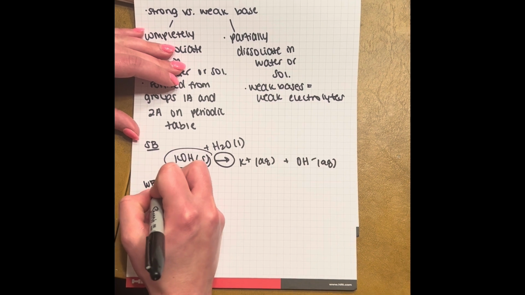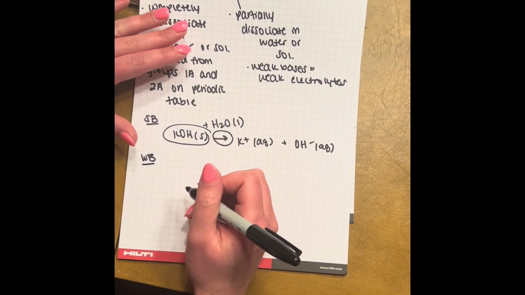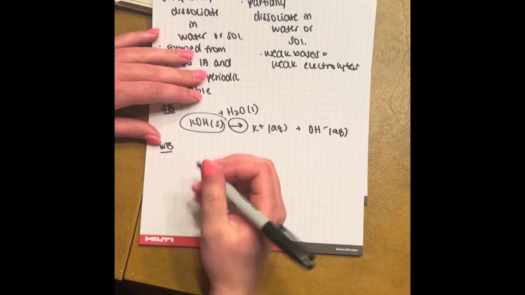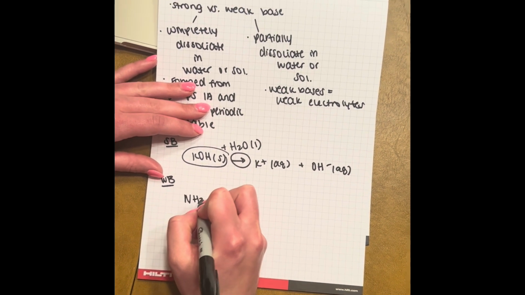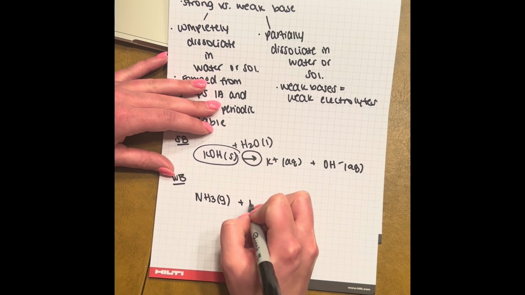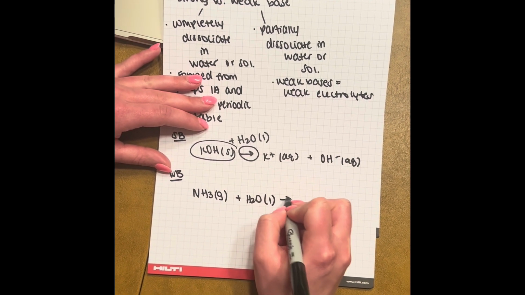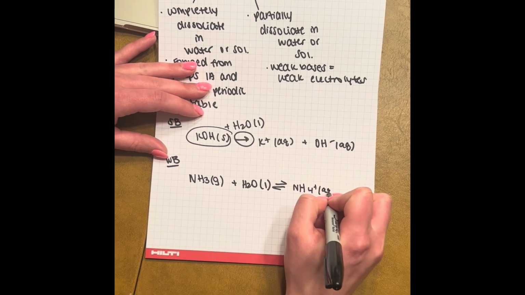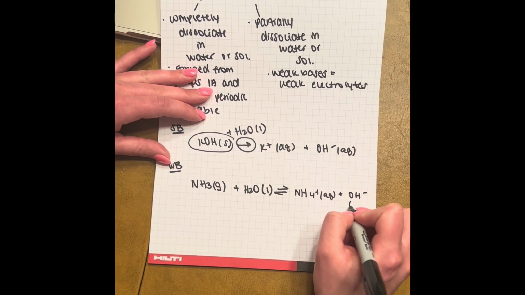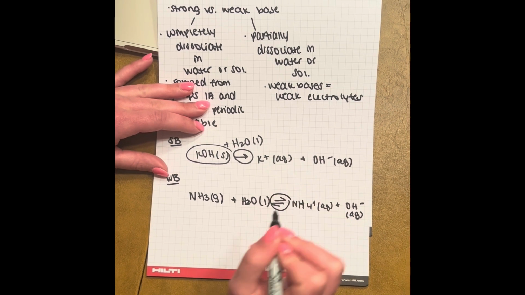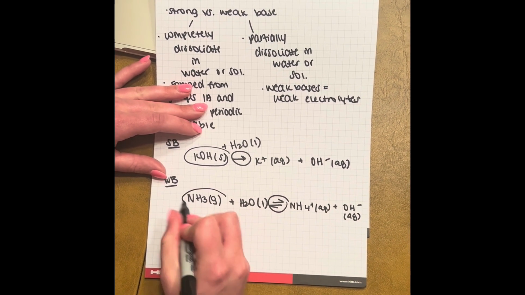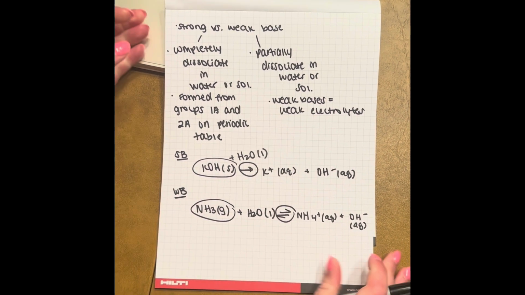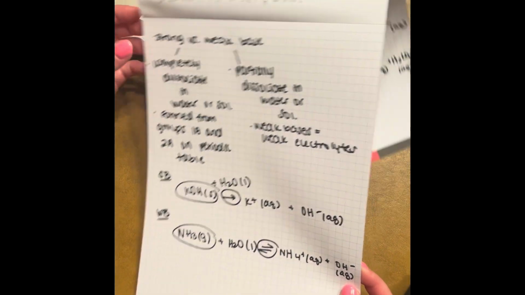Now, a weak base, again, only partially dissociating and producing only a few ions in the solution. So we have our NH3, which is gas, in our water, and there's a forward and reverse, NH4+ and OH-. Again, there's a forward and reverse, and this is only going to partially dissociate. And that's pretty much all we need to know with strong versus weak acids and bases.